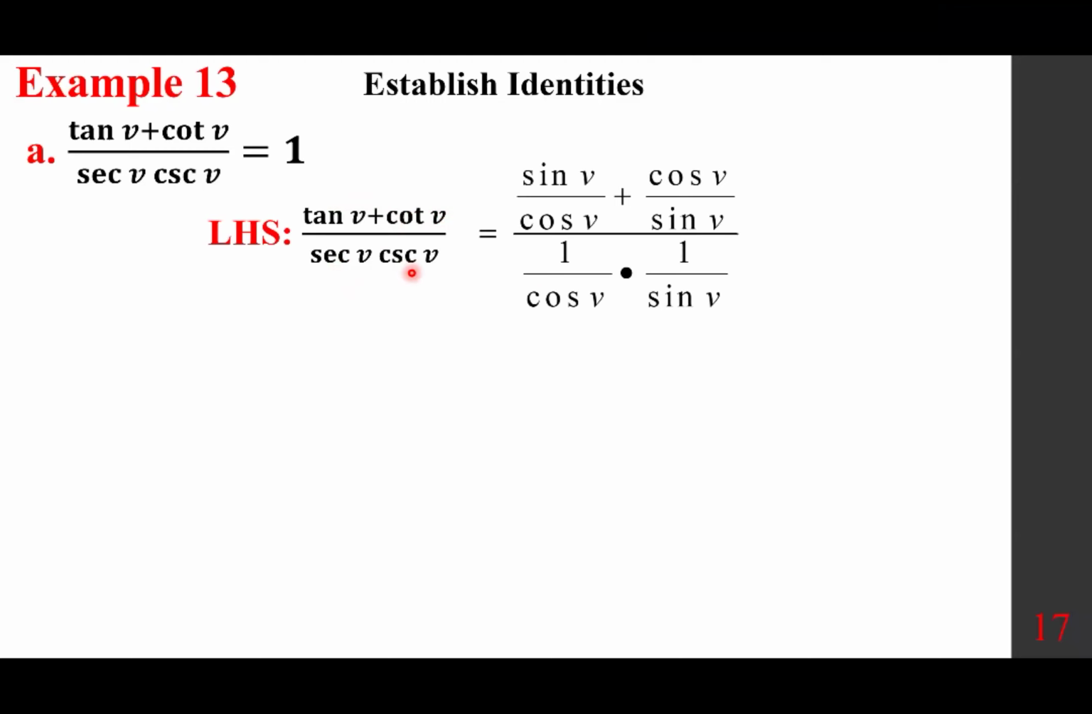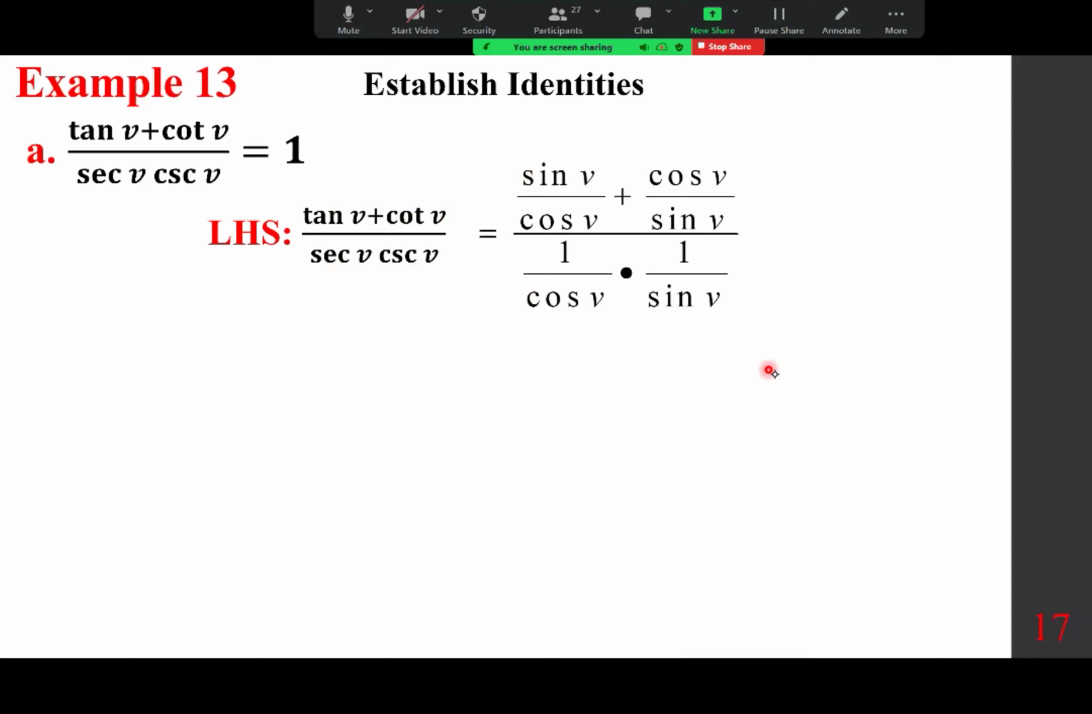It creates a complex fraction, everybody. And you have four fractions, and all of them have one simple LCD, sine and cosine, their product. So sine V, cosine V, multiply the top and the bottom line. So when we multiply these two, cosine goes away, we get sine squared. When we multiply these two, sine goes away, we get cosine squared. So the top is sine squared plus cosine squared.